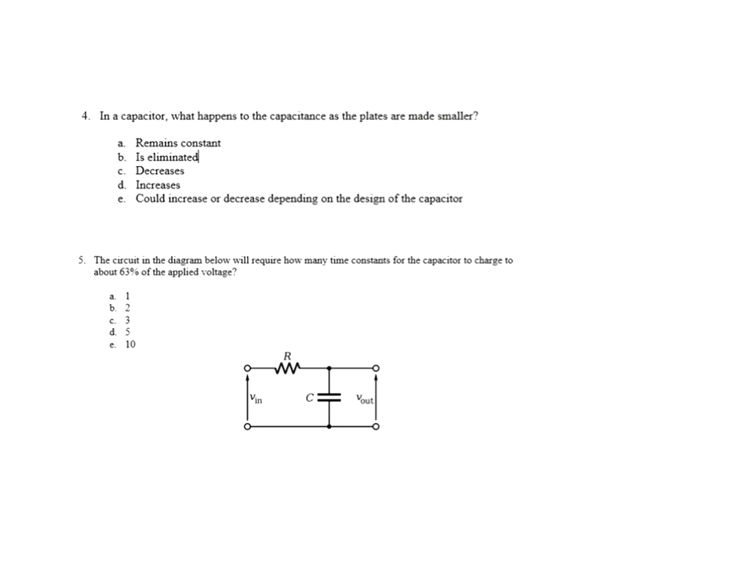In a capacitor, what happens to the capacitance as the plates are made smaller? Well, if they're smaller, they can't hold as many electrons. And the number of electrons is the charge. So if they're made smaller, the charge is reduced and the microfarad is reduced. So what is your answer for this one? The answer is decreases.